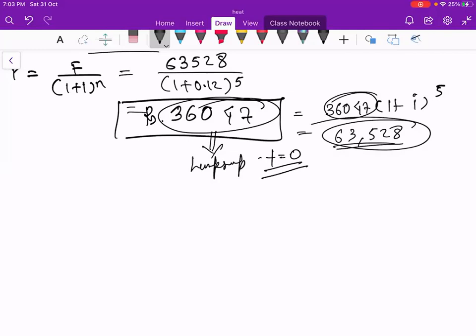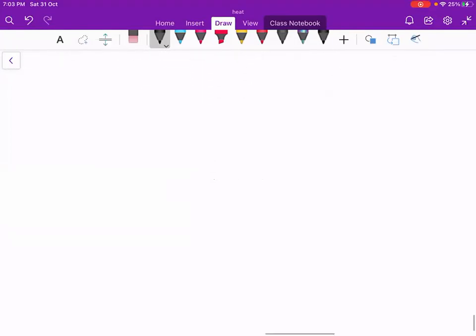Okay, write one question. Lump sum means at a time, at one shot. I have repeated this so many times.